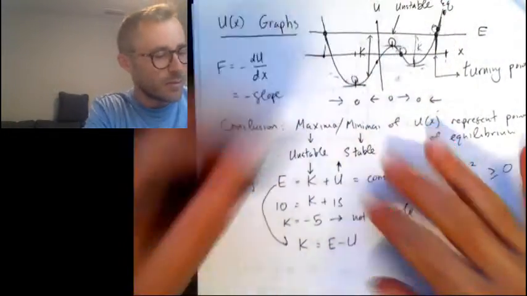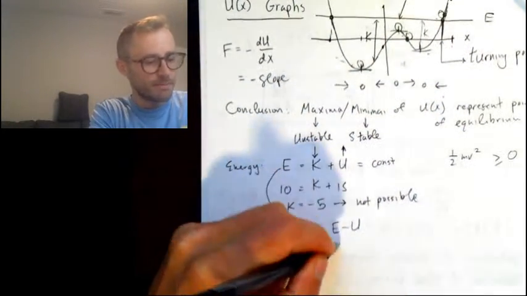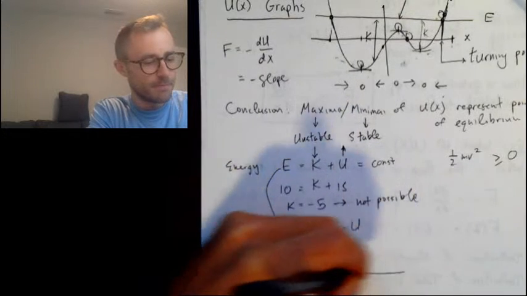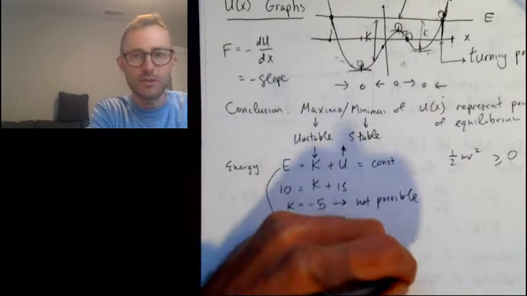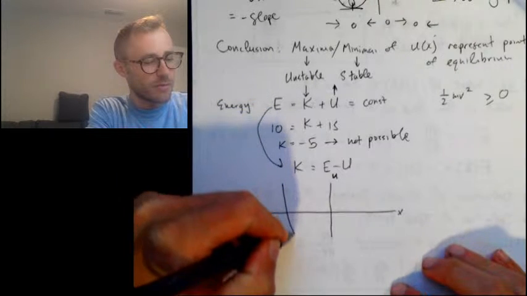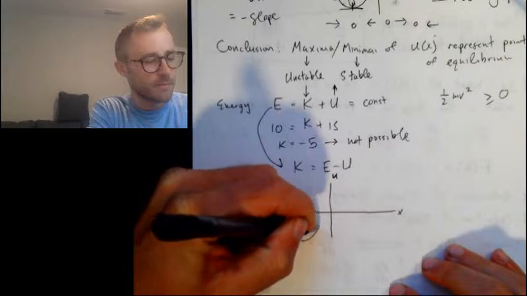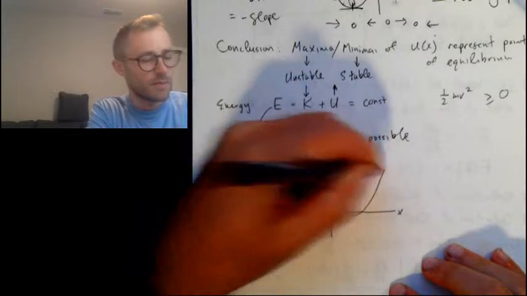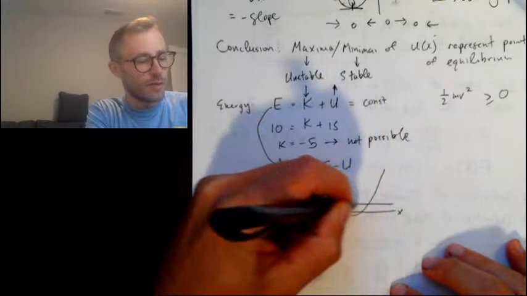What if, I'm going to redraw my graph here. So I have a potential energy graph. What if my potential energy graph looks like this again? What if my total amount of energy is this?